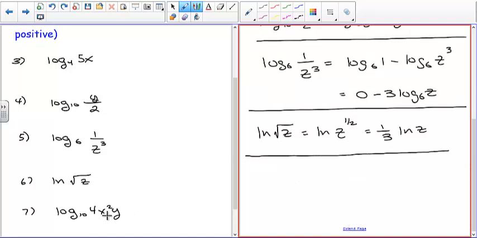Now if you have more than one thing happening, so I've got something multiplied by something multiplied by something, if you're multiplying stuff together, you just add the logarithms together.